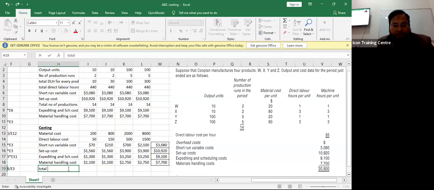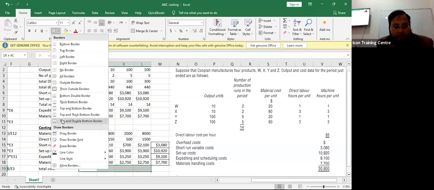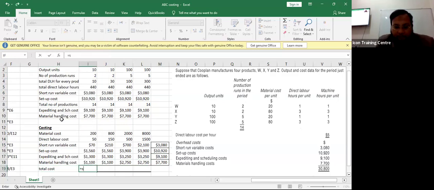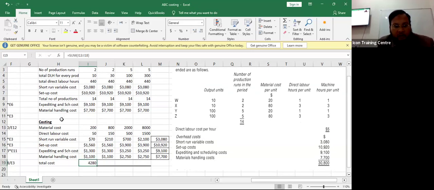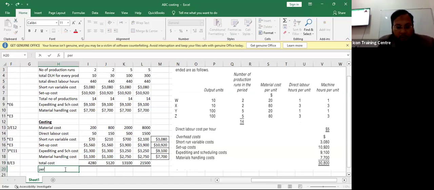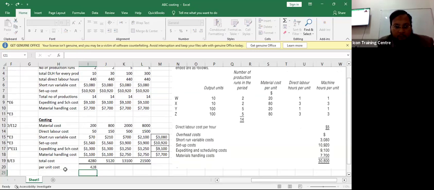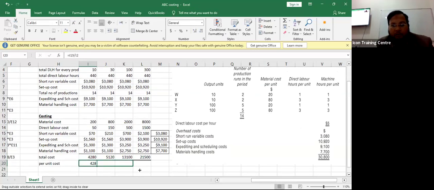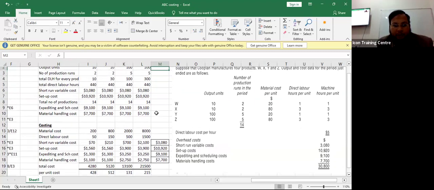Now we have total cost. It is equal to the sum, so your total cost will be this. And if you have to find out the per unit cost, it will give you this divided by number of units. This is per unit cost. Now you just note it, and then I'll tell you the complete analysis.